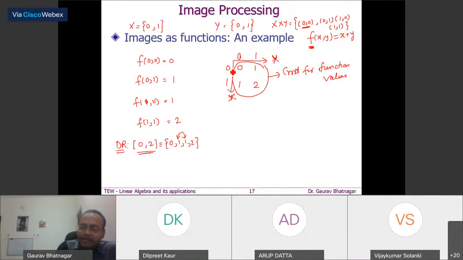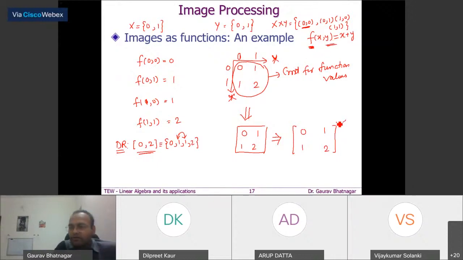Now this is a grid, and whenever you represent a grid, the only way is to bring a matrix into the picture. So with all this analysis, you get a 2 by 2 matrix or 2 by 2 grid having the four elements 0, 1, 1, 2, which is easily represented as a matrix: 0, 1, 1, and 2. Hence the 2 by 2 image with respect to this function is given by this matrix, and this is going to be the image.